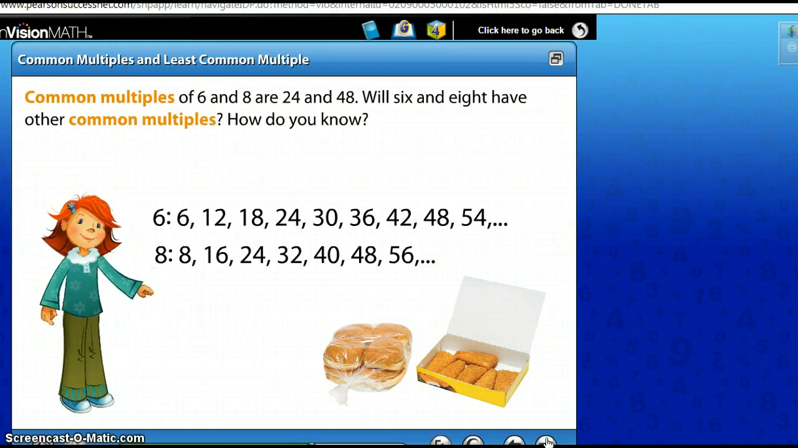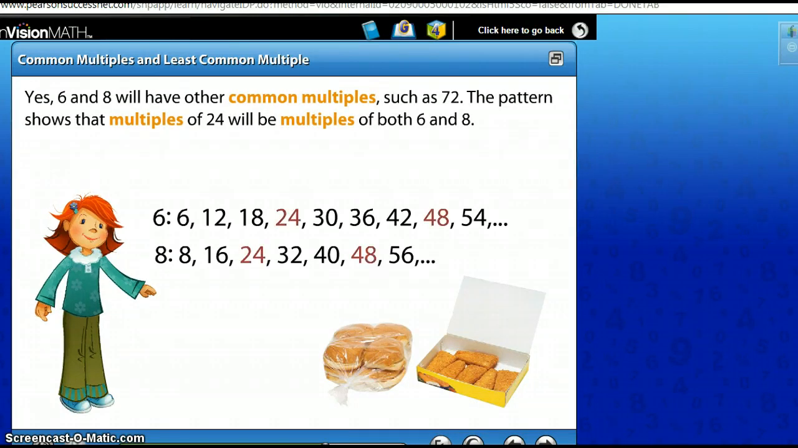Will 6 and 8 have other common multiples? How do you know? That's a good question. What do you think, Grace? No, because there are no other higher common factors than 48. None that are listed, right? Okay. Let's see what they say here.